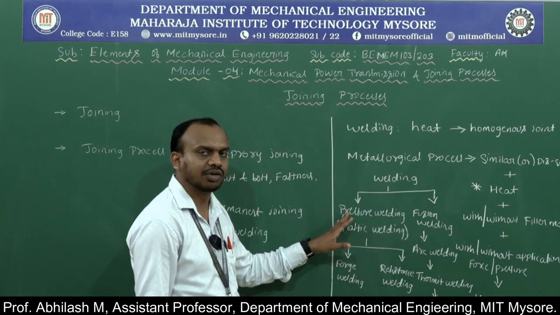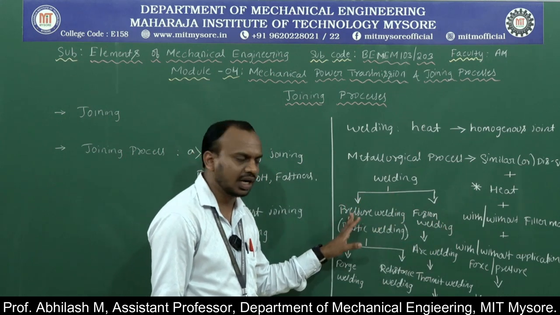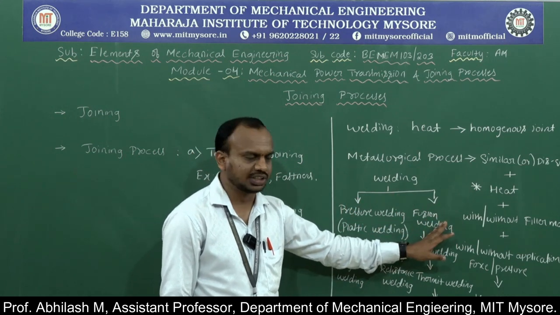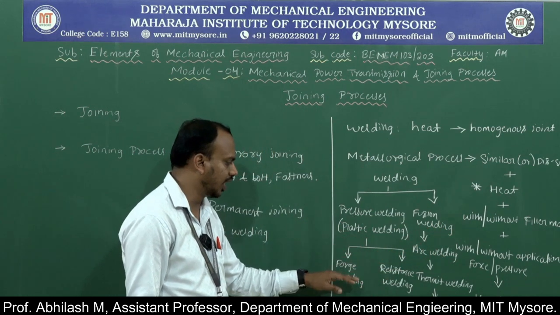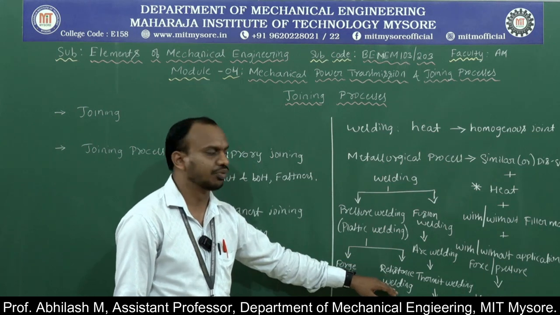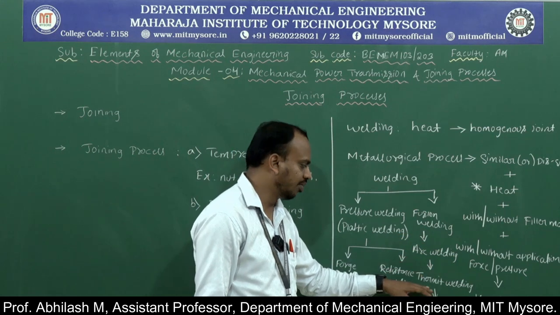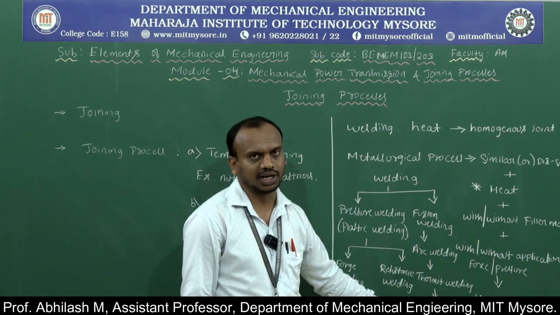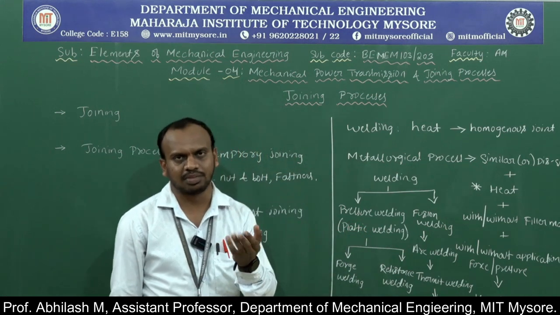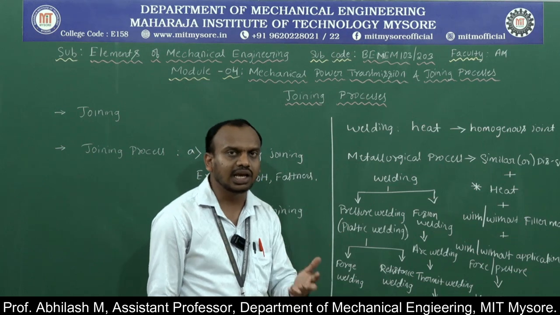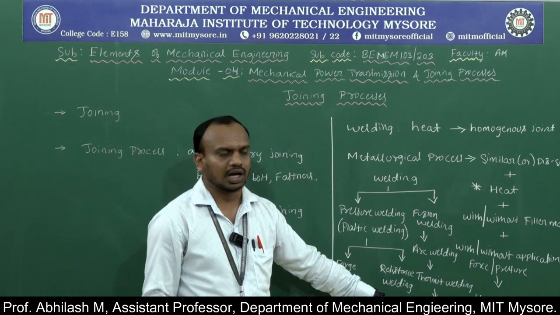We have pressure welding, heated up to the plastic region, and fusion welding, heated up to the molten state. Good examples for pressure welding or plastic welding are forge welding and resistance welding, and for fusion welding the examples are arc welding, thermite welding as well as gas welding. Always remember that the welding process we see in fabrication works will generally be arc welding or gas welding.